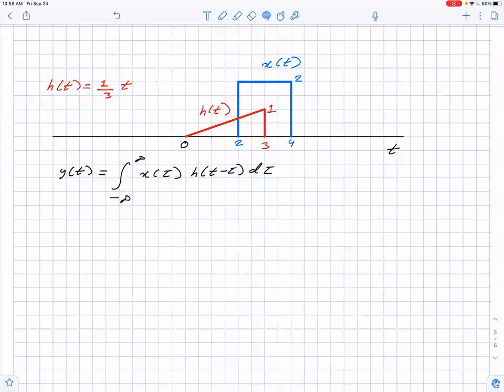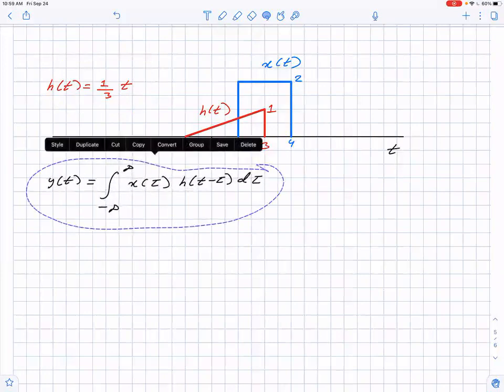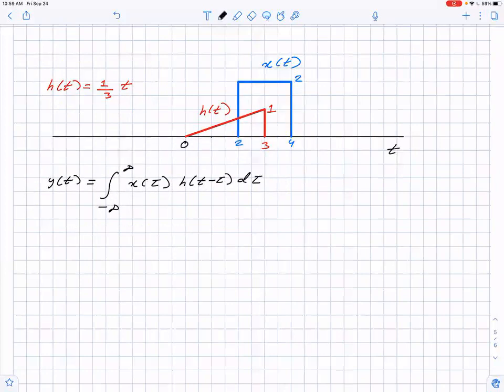And the expression for h of t, based on the graph, we can find this expression. It's a line with a slope of 1 by 3, and there is no y-intercept. And this expression is valid from time 0 to 3. And our goal is to find the convolution integral, which will give us the expression for the output of the LTI system, y of t.